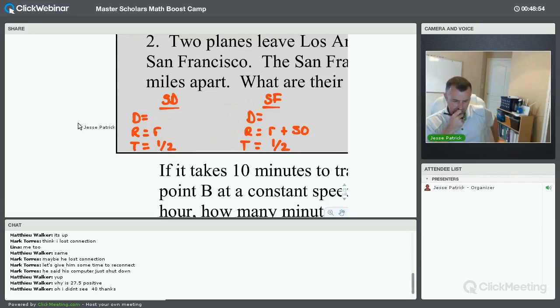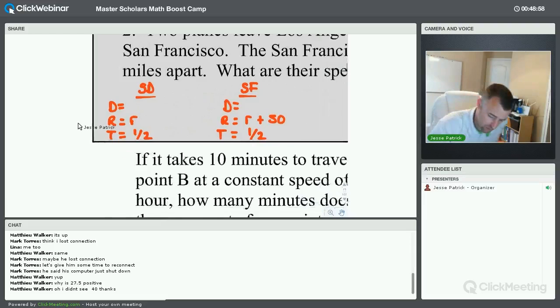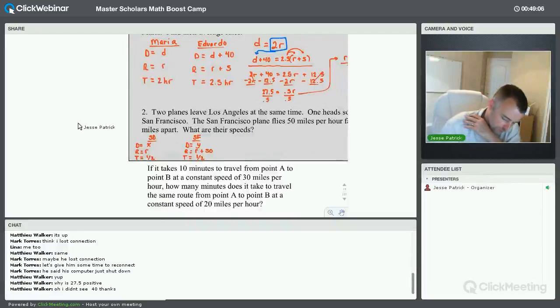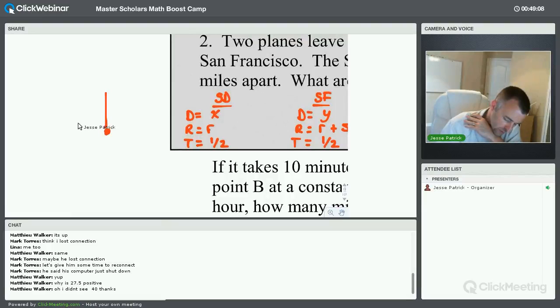And here's the thing. For D, we don't know what D is. But that's okay. You can call it, don't write this down, you don't have to, I'm going to call this X and Y for right now. So they're two different variables. Here's what we have. I have a plane going this way and a plane going this way. This distance is X.